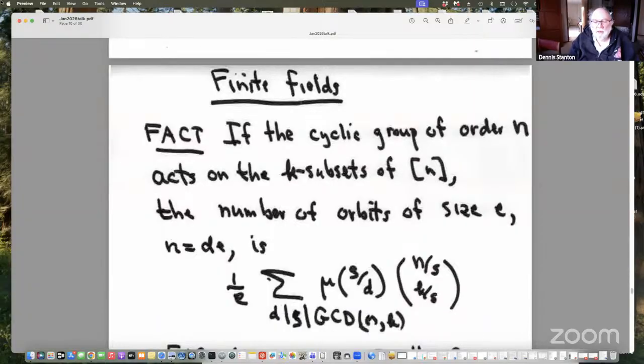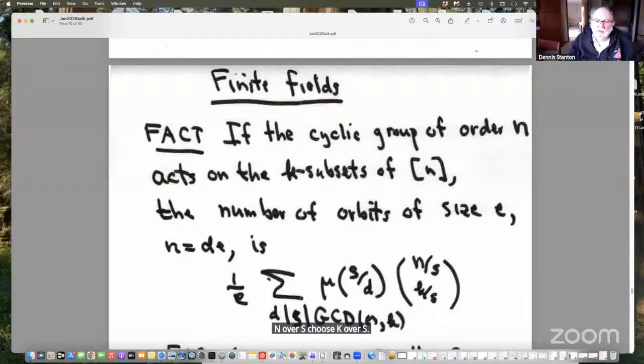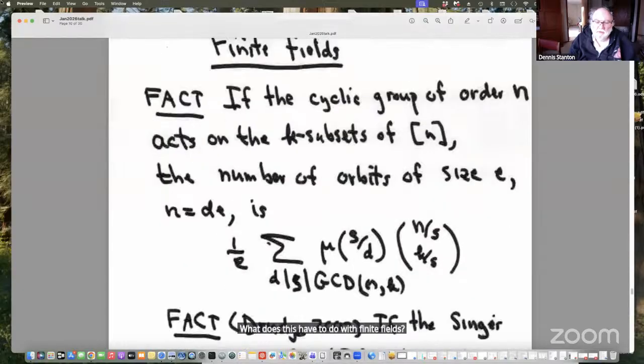Equal to 1 over e times the sum of a Möbius function times a binomial coefficient, n over s choose k over s. It counts the number of orbits. What does this have to do with finite fields? Well, there's this theorem of Drudge.